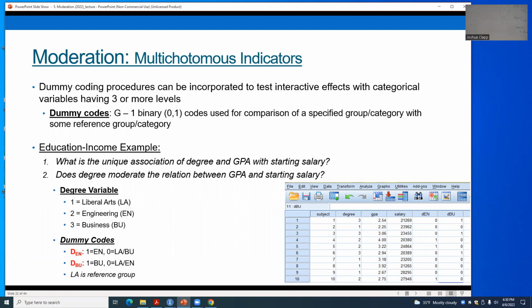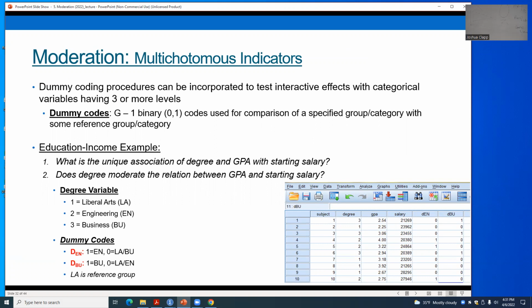You'll see here this is coded 1, 2, 3. In these data, degree is equal to 1 for liberal arts, engineering is 2, business is 3. Now, this is a nominal variable, right? There's no order to these. And so I can't just plug that into a regression model. I mean, I can, it's just not going to give me interpretable results. But what I can do is dummy code this, and what this will do is start setting up comparisons between individual groups.